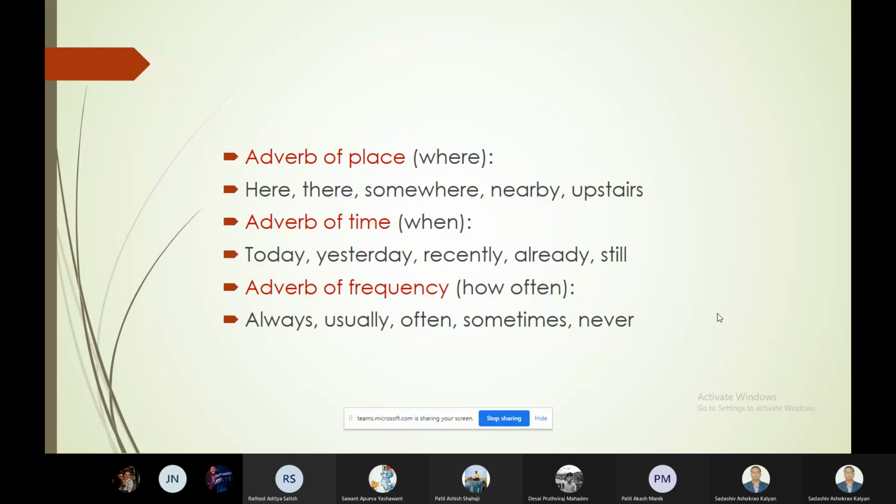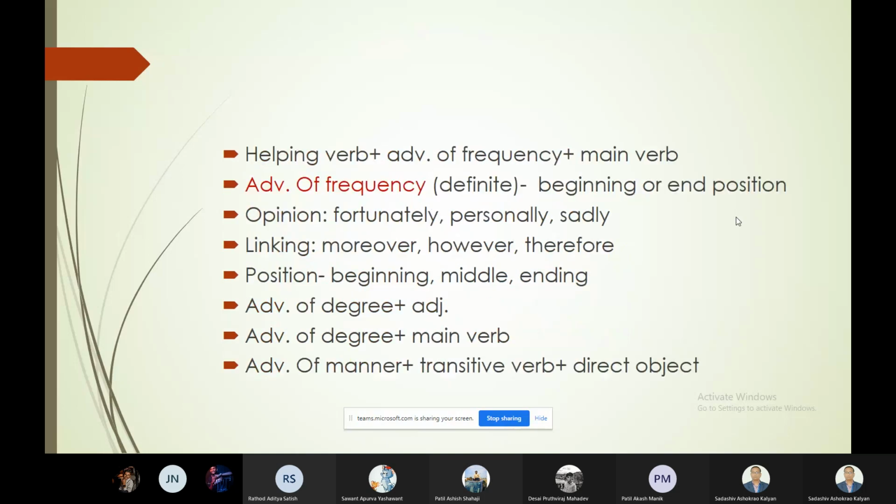Okay, so like the adverb of time, we also have the adverb of frequency. Related to the adverb of frequency, it is also trying to show us how often. Whenever we are using the words always, usually, often, sometimes, never, these are considered adverbs of frequency.